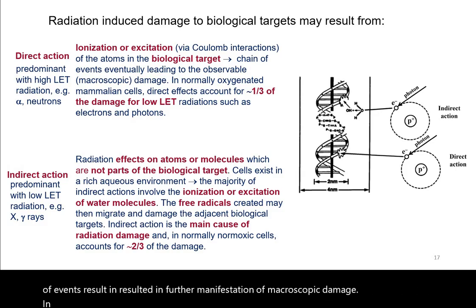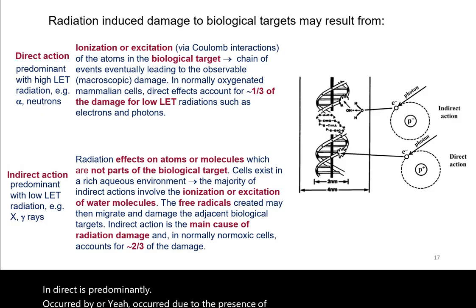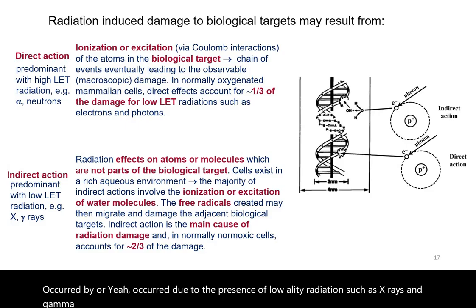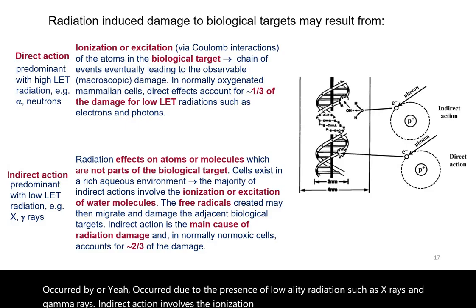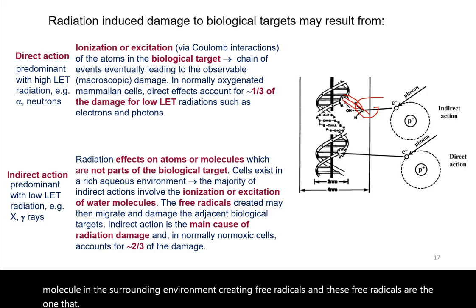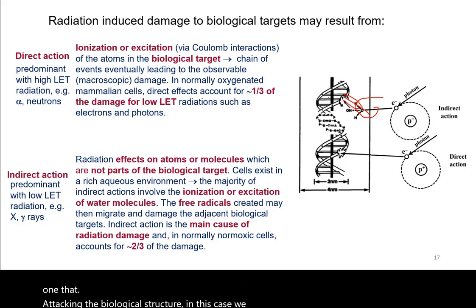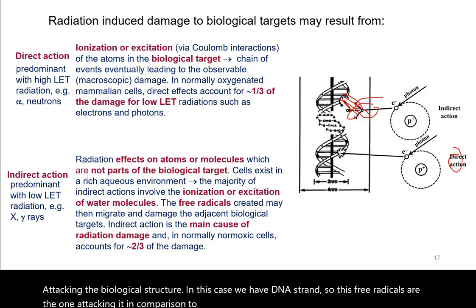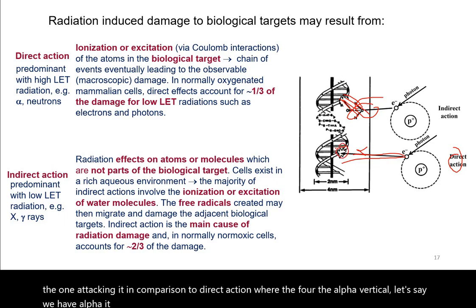Indirect action occurs predominantly due to low LET radiation such as X-rays and gamma rays. Indirect action involves the ionization or excitation of surrounding water molecules in the environment, creating free radicals, and these free radicals are the ones attacking the biological structure. In this case we have a DNA strand, so these free radicals are the ones attacking it, in comparison to direct action where the alpha particle, let's say we have alpha, directly interacts with the DNA strand.